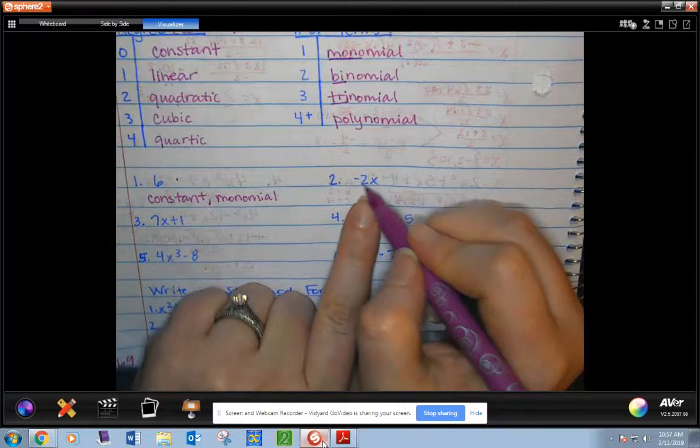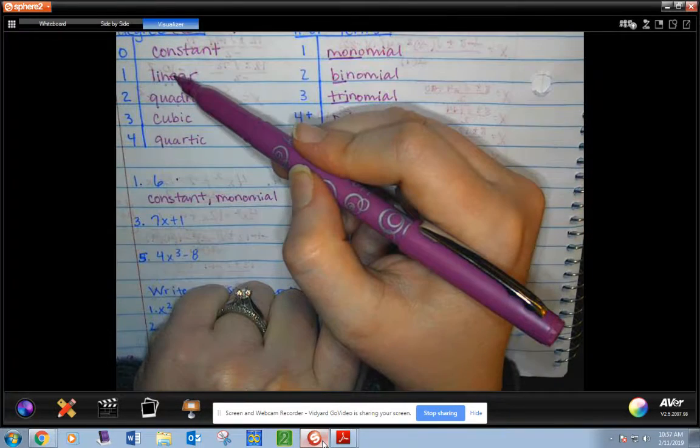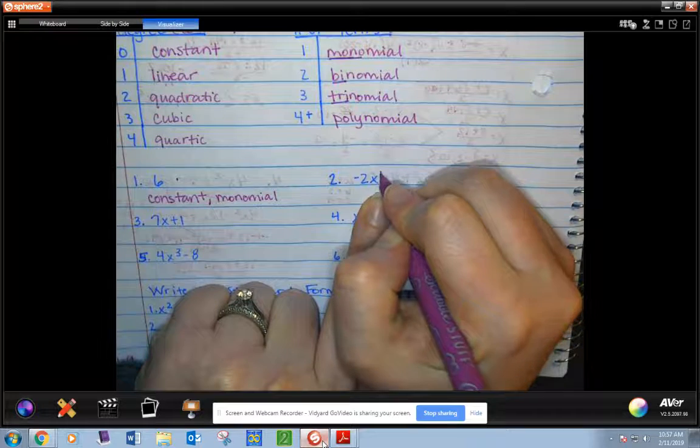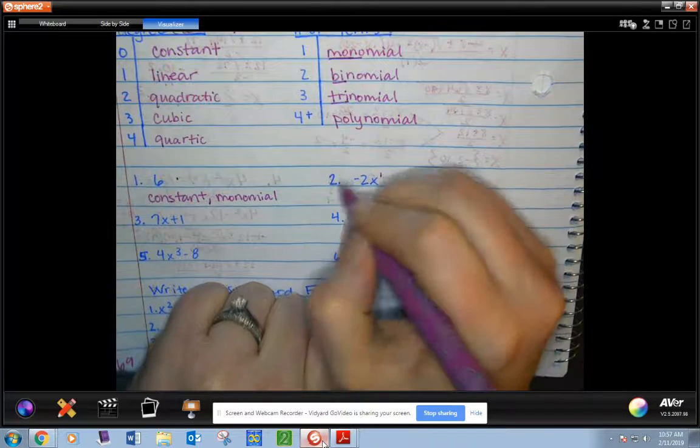Okay, for number 2, I have negative 2x. I have one letter, because remember, you're looking at the exponential spot, and there's a 1. So this would be called linear.